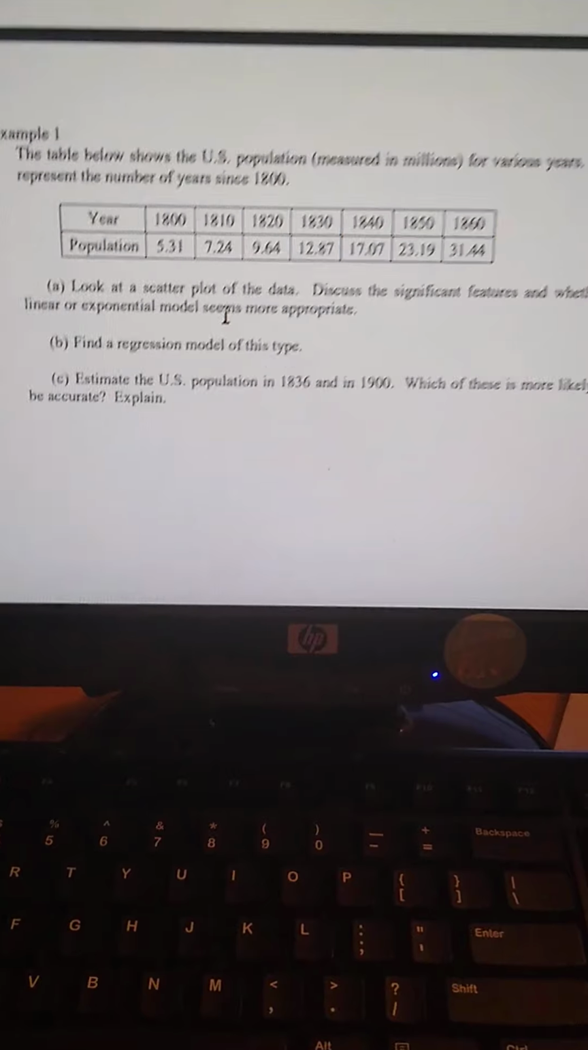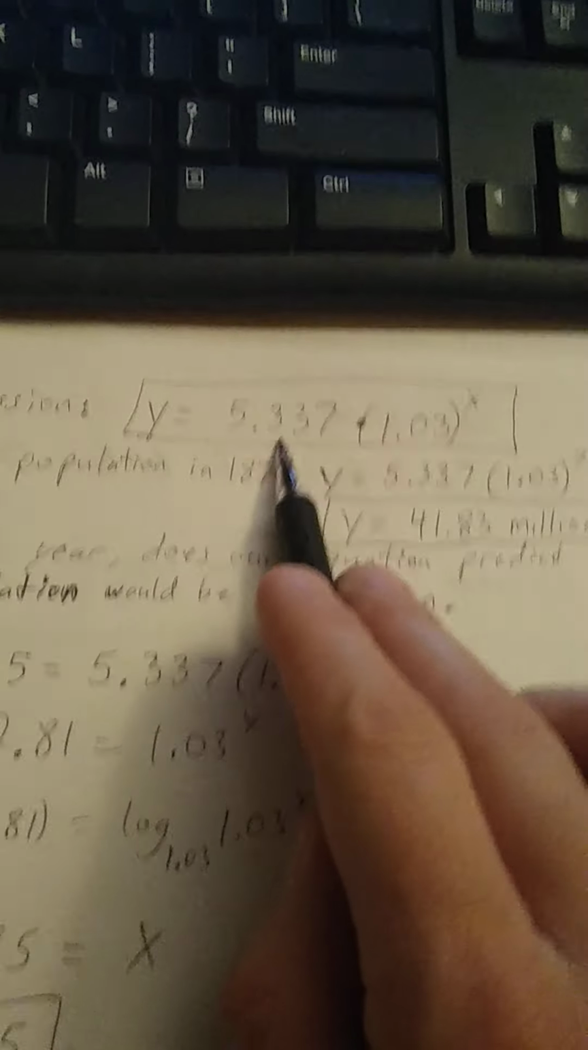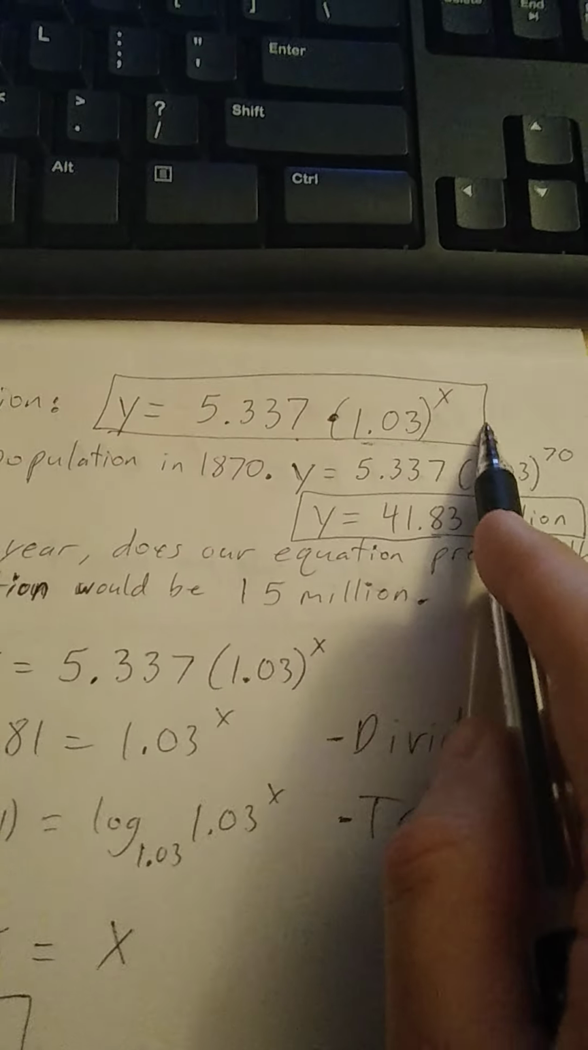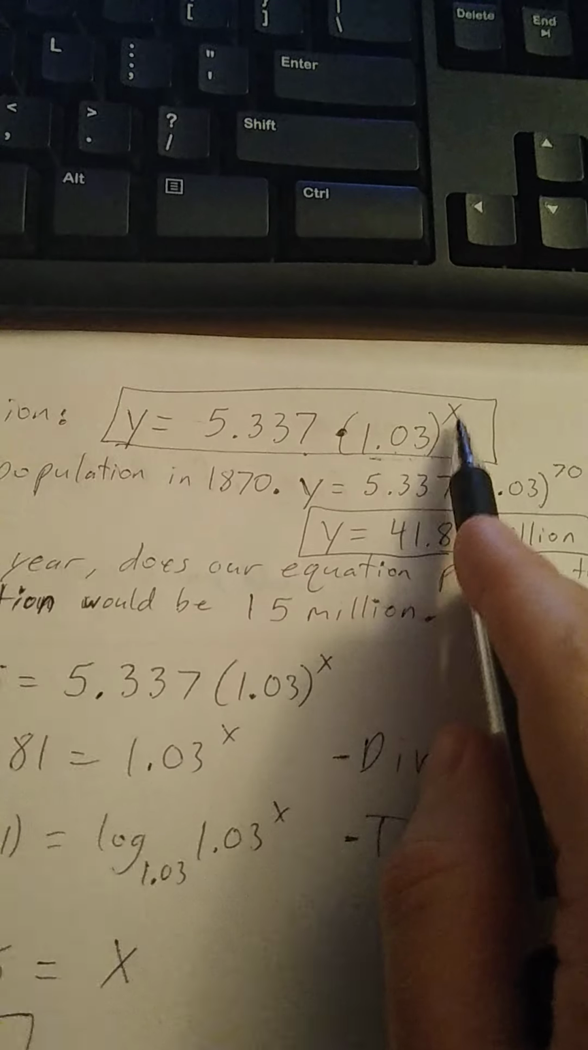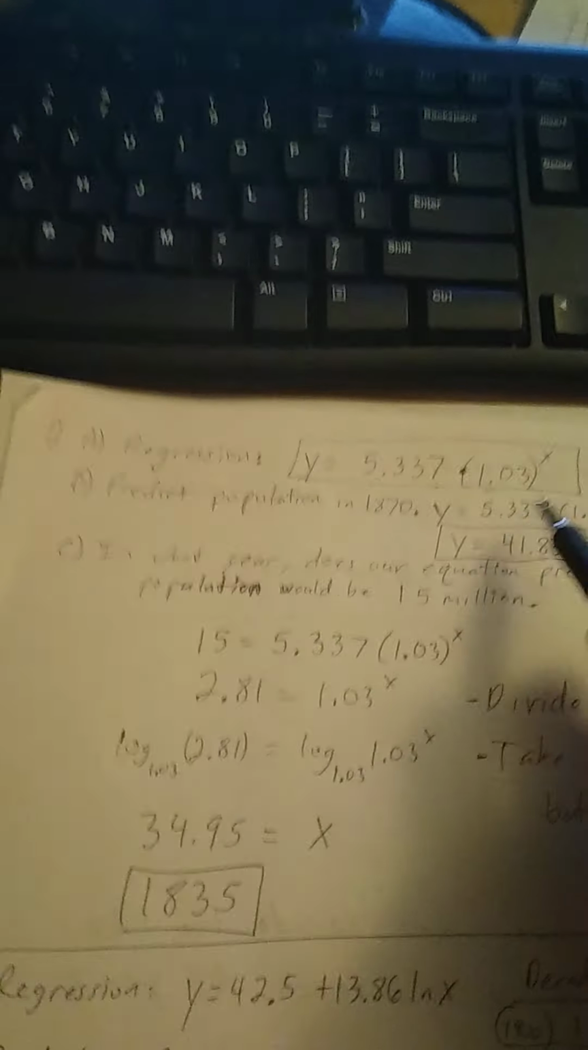Now we're going to run this the same way we ran it yesterday. So you go into calculate, and you're going to go regression F3, and we're looking for EXP, exponential, and just follow the same steps we did yesterday. When you run it for that data set, we get an A value of 5.337 and a B value of 1.03. So we're going to do A times B to the X power. That is my exponential regression equation.